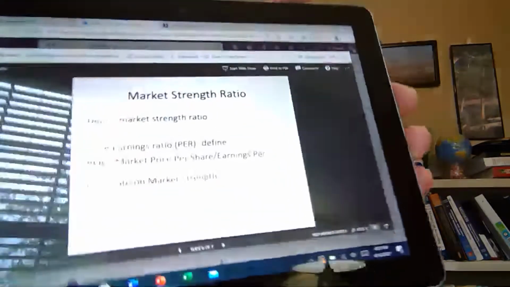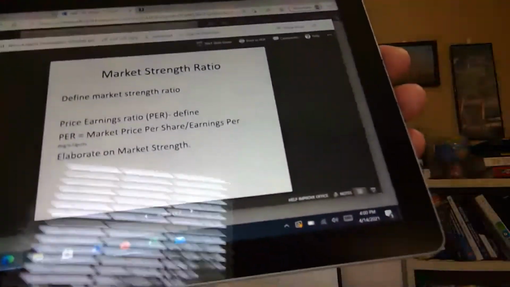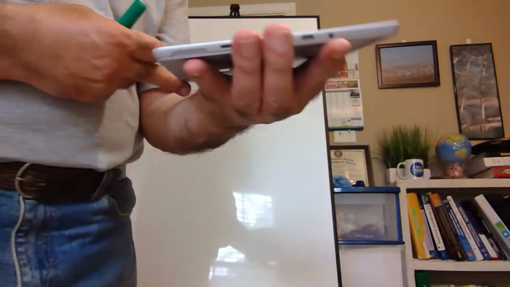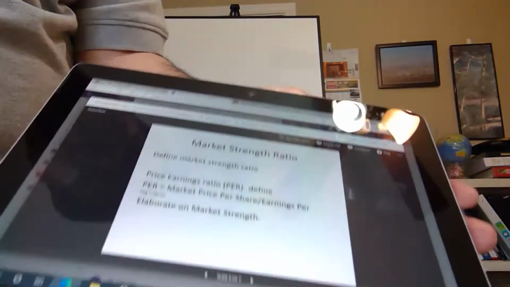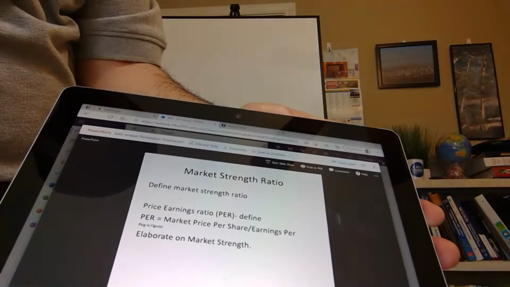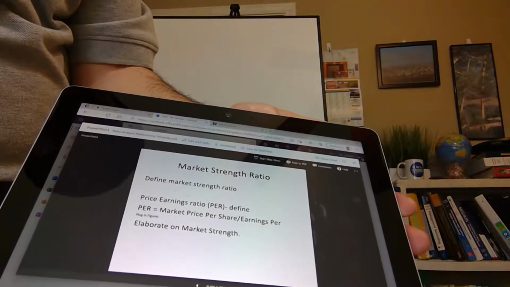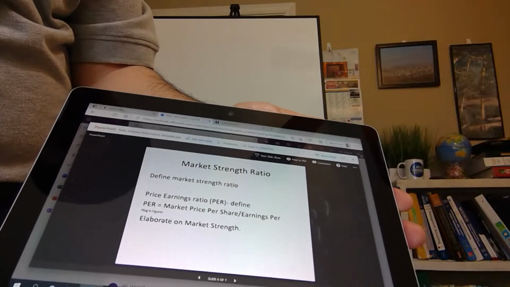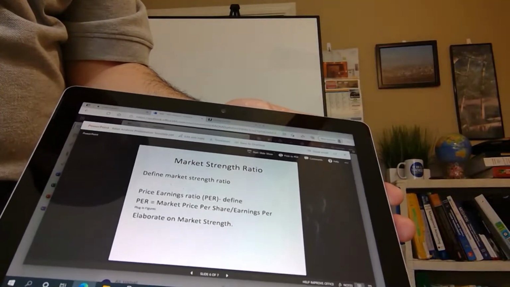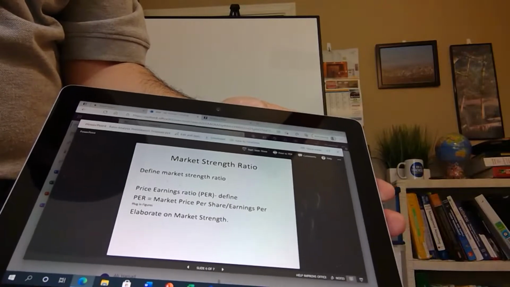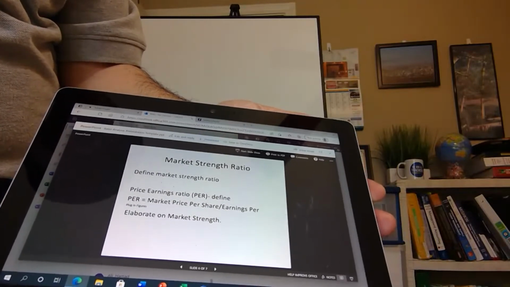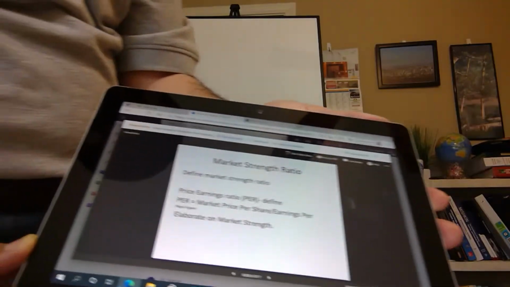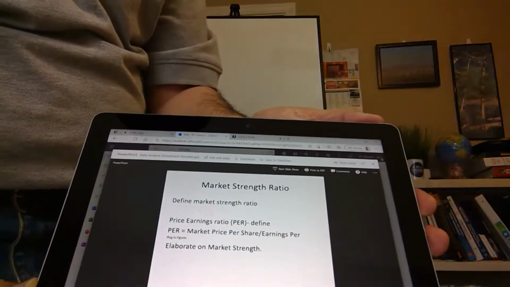The next slide is market strength ratio. Define the market strength ratio, and I gave you the ratio. You have to find the price earning ratio. Define it. You're going to find the market price, and you find that online.